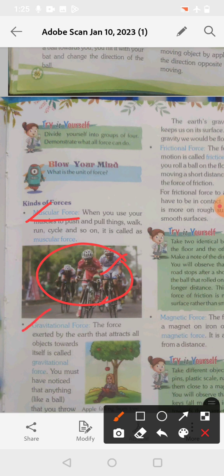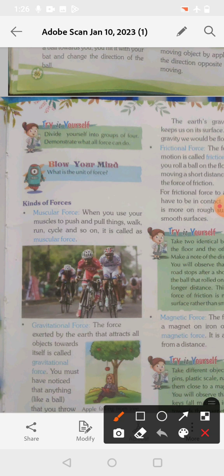Number 2 is gravitational force. The force exerted by the earth that attracts all objects towards itself is called gravitational force. Gravity, theory of gravity. Who has given the theory of gravity? Just find out the answer by yourself and tell me when school reopens. Okay, so what happens, students?